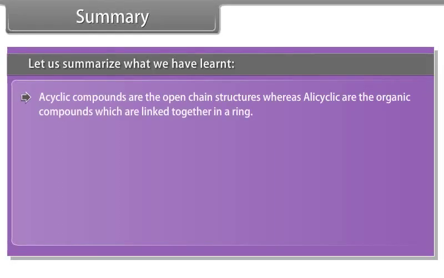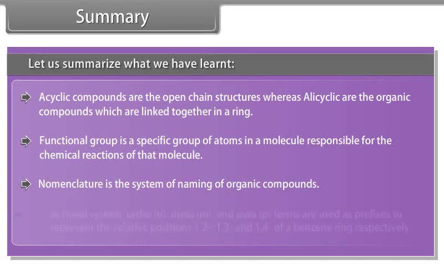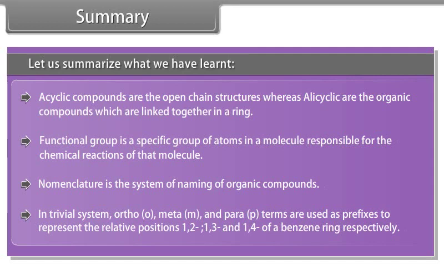Acyclic compounds are open chain structures, whereas alicyclic compounds are organic compounds which are linked together in a ring. A functional group is a specific group of atoms in a molecule responsible for the chemical reactions of that molecule. Nomenclature is the system of naming organic compounds. In the trivial system, ortho, meta and para terms are used as prefixes to represent the relative positions 1,2, 1,3 and 1,4 of a benzene ring respectively.